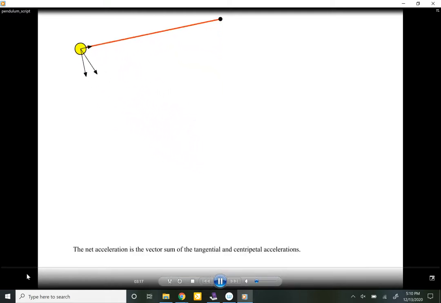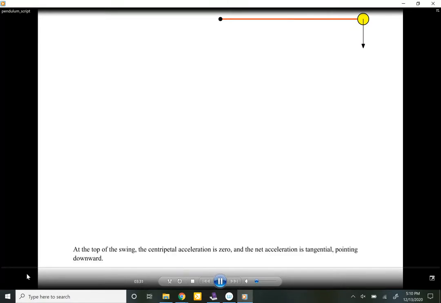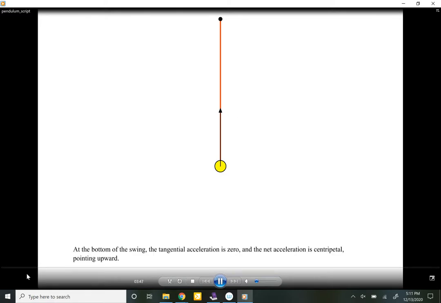The net acceleration is the vector sum of the tangential and centripetal accelerations. At the top of the swing, the centripetal acceleration is zero, and the net acceleration is tangential, pointing downward. At the bottom of the swing, the tangential acceleration is zero, and the net acceleration is centripetal, pointing upward.